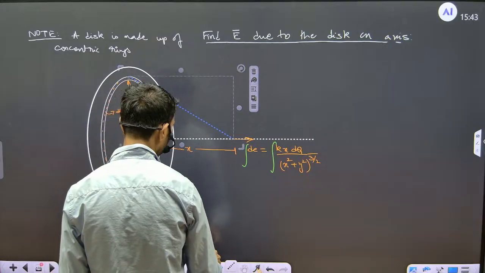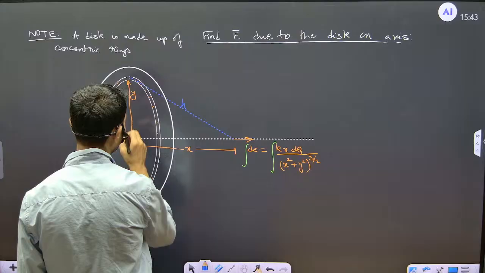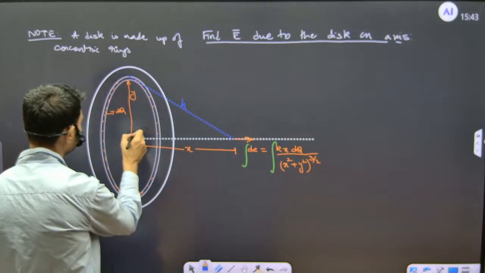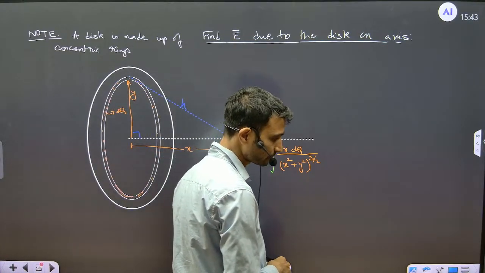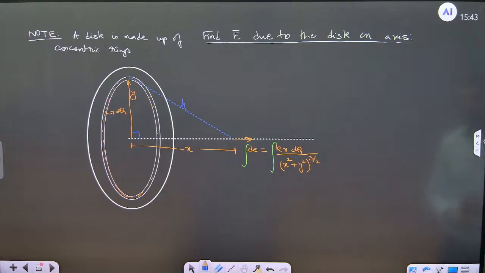And let's call this distance as h. So this y, this is x, and that's h, right? And of course this 90 degree.